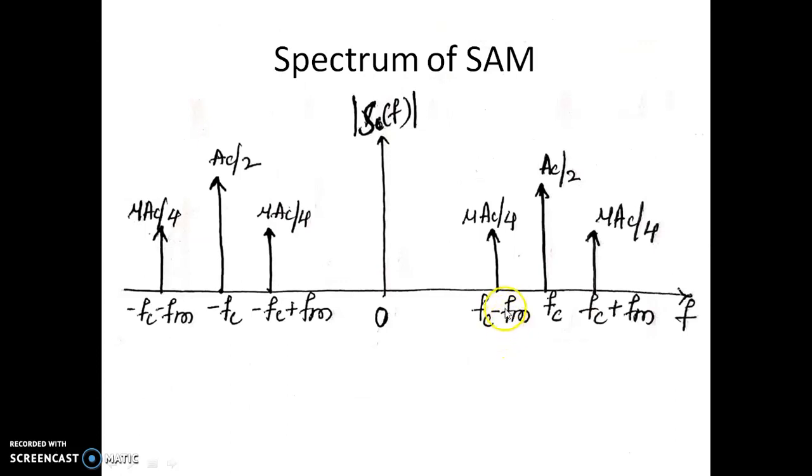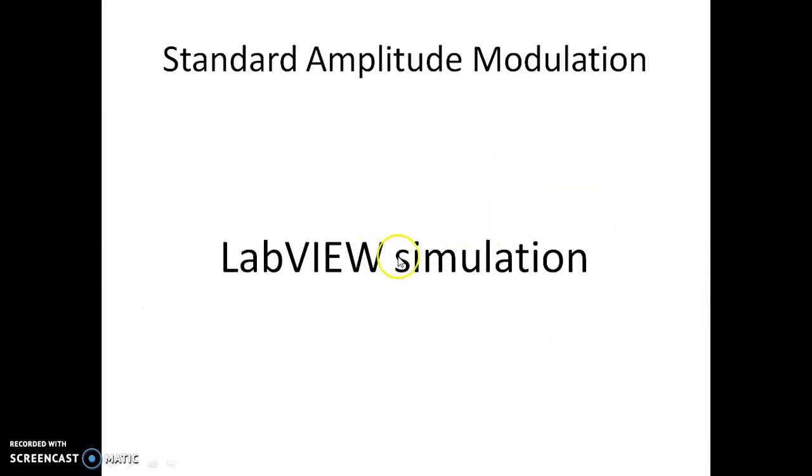This is the spectrum we are looking at. So if you can see, there are delta functions at positive frequencies, one at fc with a magnitude of Ac by 2, and you have one upper sideband fc plus fm and fc minus fm. So they have the corresponding magnitudes as shown here. So we'll now go to the LabVIEW simulation, and try to understand how we realize the same thing using the block diagrams.